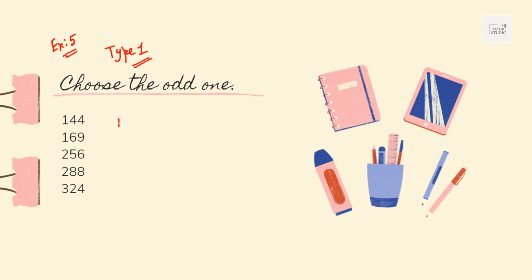So 144 looks like 12 square. 169 is 13 into 13. 256 is 16 square. 288 is no natural number square. It is not equal to n square, where n is a natural number. 324 is 18 square. So 144, 169, 256 and 324 are natural number squares. 288 is not a square of any natural number, so it should be the odd one out.